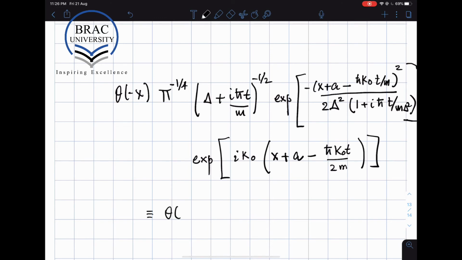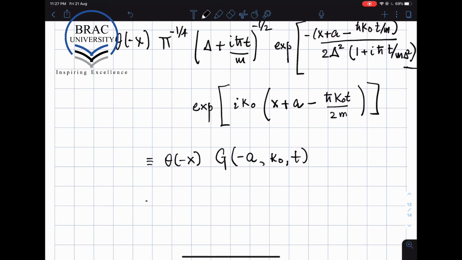So this is basically a step function times a Gaussian, which is initially at position A with its wave number k naught, and is time dependent. So this Gaussian is centered at minus a plus h bar k naught t over m, right?